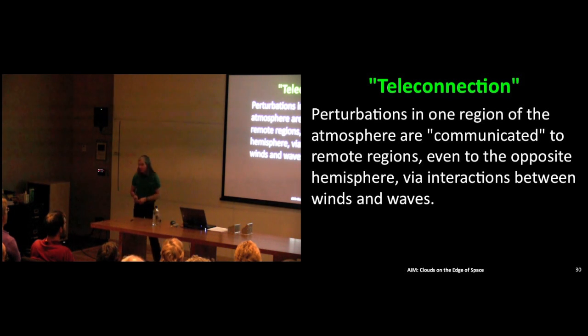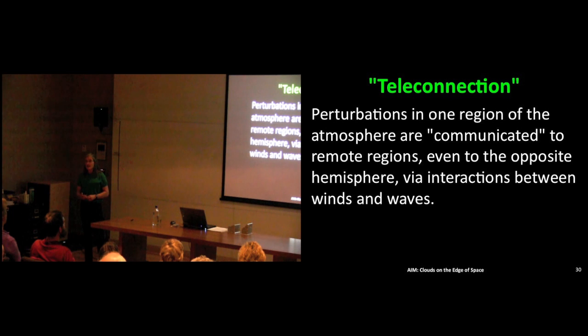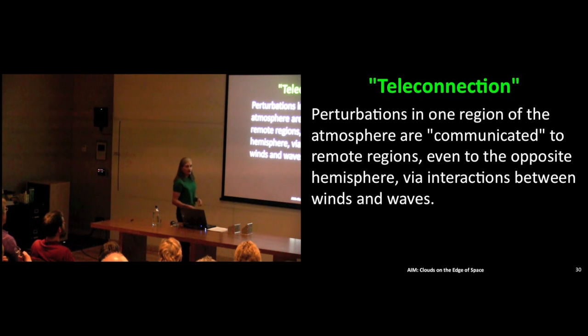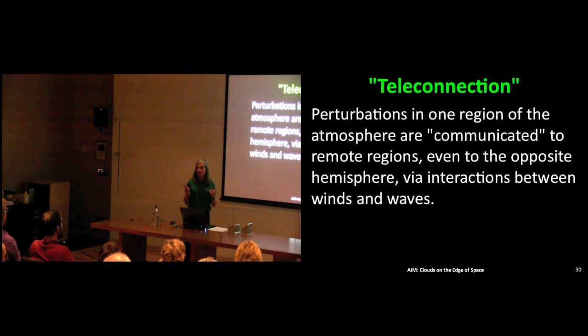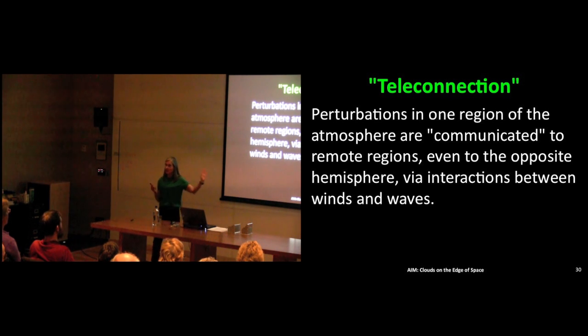So this, I think, is probably the most profound result that AIM has actually been able to show from all of our measurements, in that it is showing a teleconnection. The definition is that perturbations in one region of the atmosphere are communicated to remote regions, even to the opposite hemisphere, via interactions between winds and waves. So from these experiments, what we're able to show is that one very remote region of the atmosphere, the troposphere in the wintertime, is connected to the mesosphere in the summertime in a matter of days.